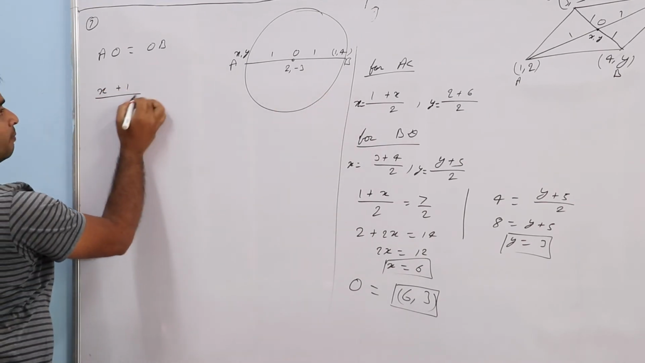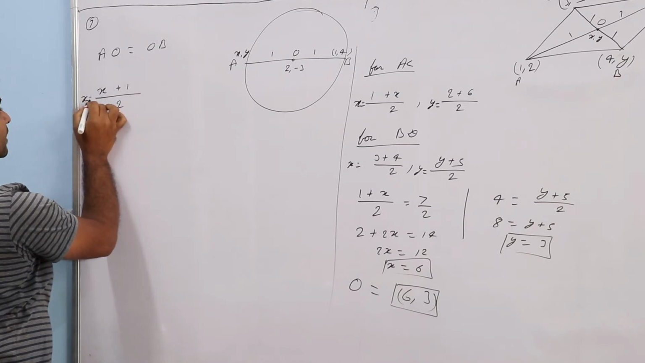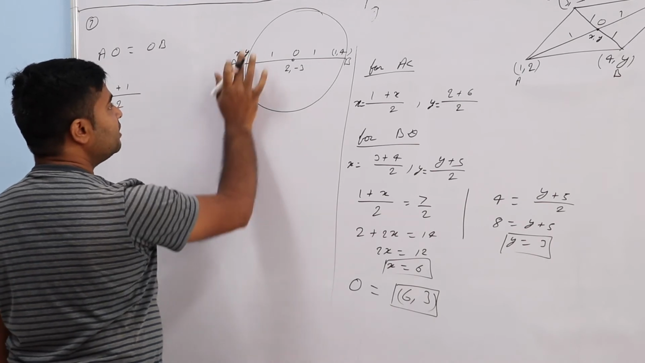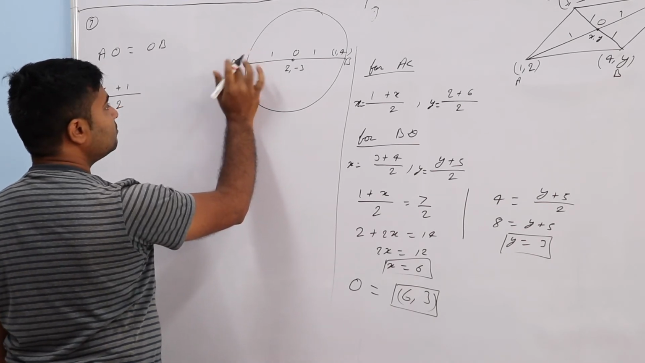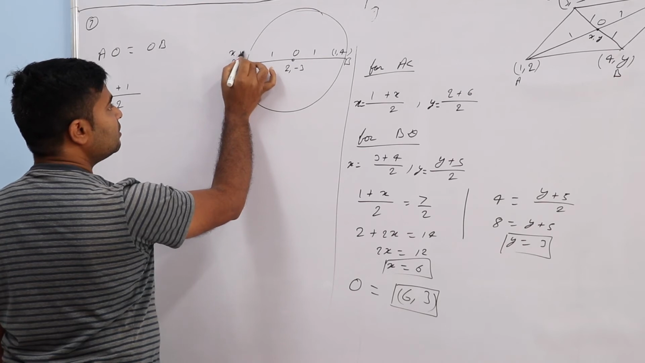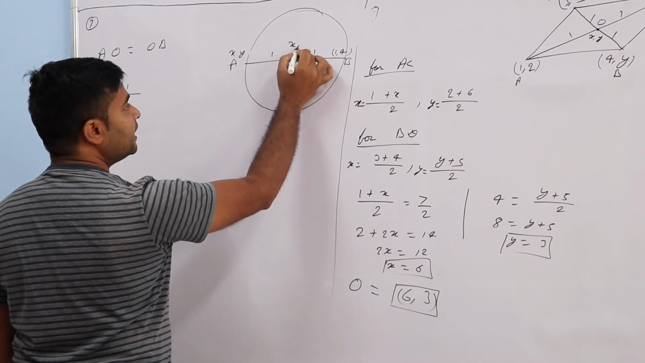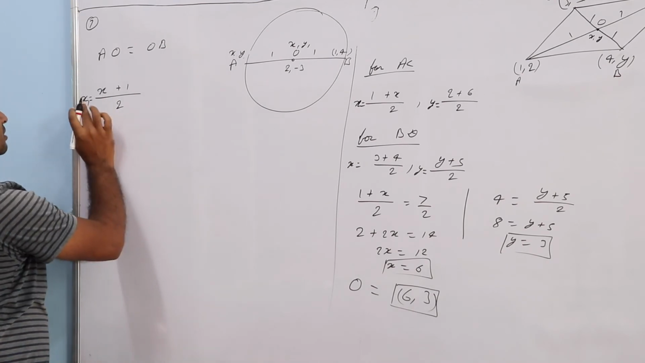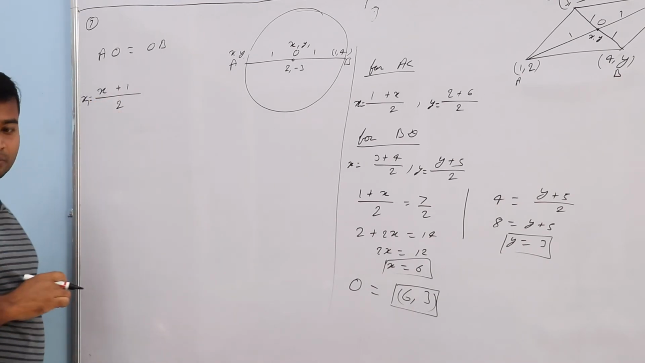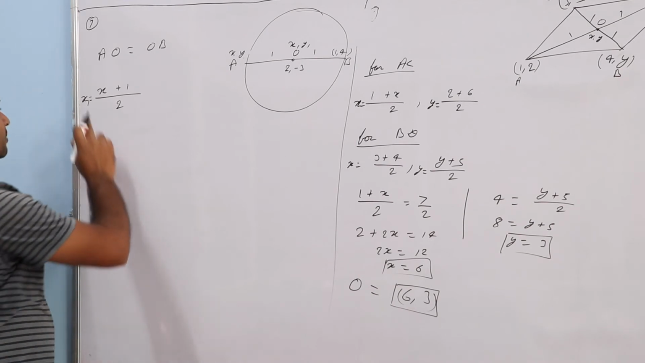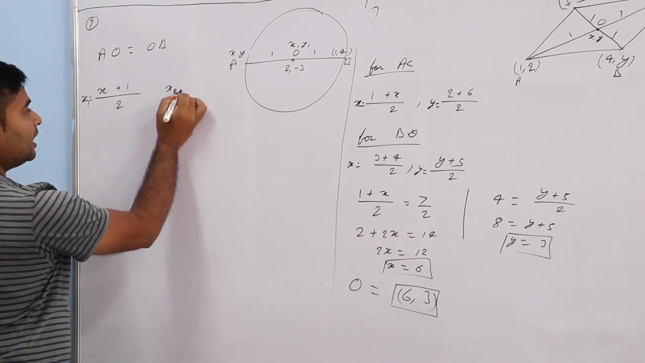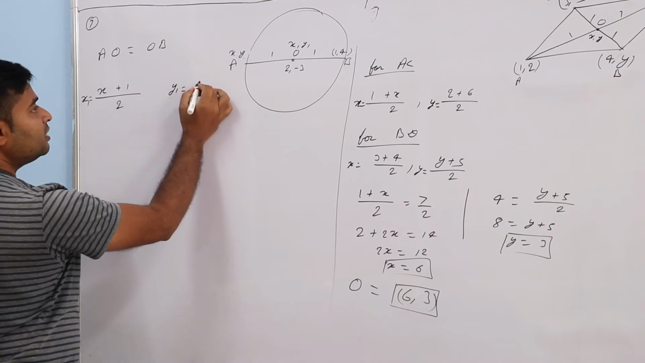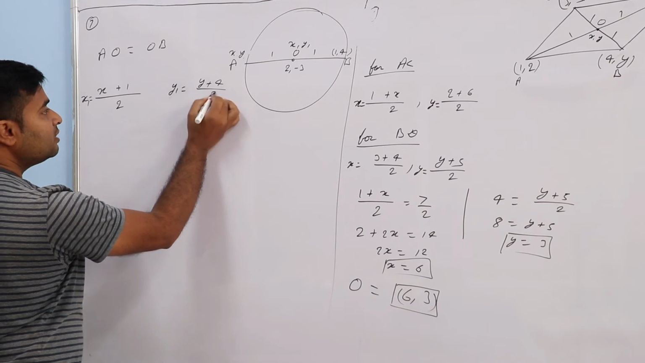So (x plus 1) by 2. This is the value of x. Because we have taken x here, take x only, then take here x1 and y1. The value of x1 and y1 will look the same. So now we have changed: x1 is equal to this, and y1 is equal to (y plus 4) by 2.